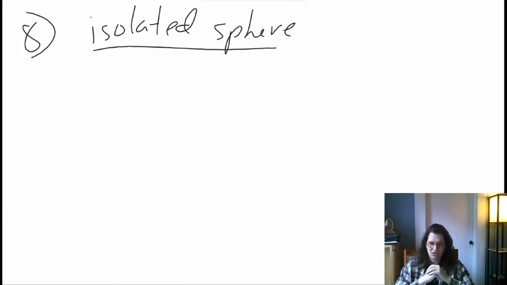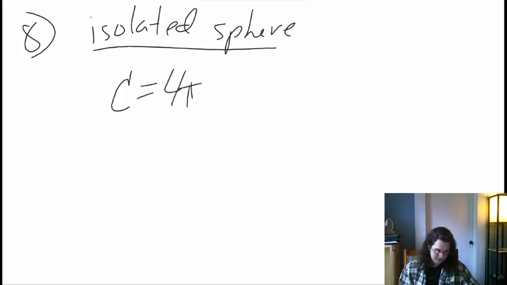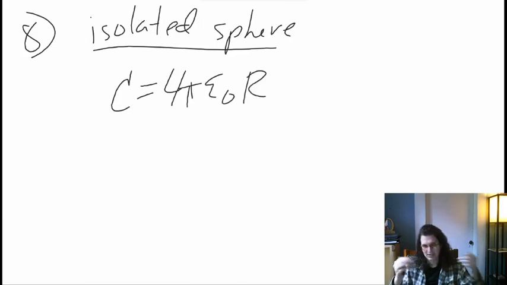So what is the equation for the capacitance of an isolated sphere? It's actually just the capacitance is 4 pi epsilon naught r, and r is just the radius of the sphere that we have isolated. Okay. So the only thing that we need here is r. We already know 4 pi and epsilon naught are all constants. I just need to plug in a radius.